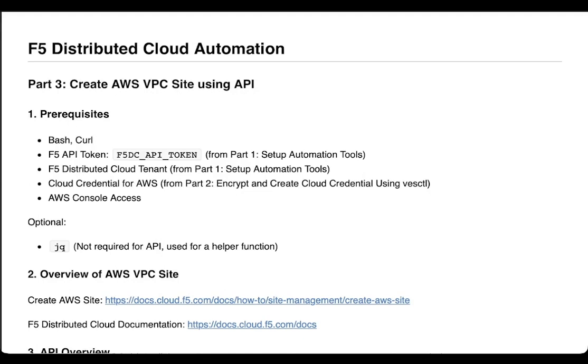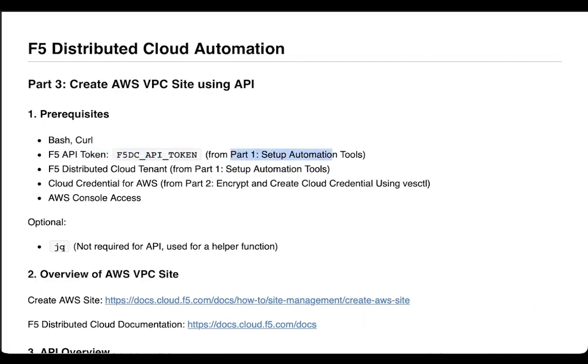Today we're going to be showing how to create an AWS VPC site using the API. So before we get started, just make sure that we have our bash shell with curl, that we have our API token.